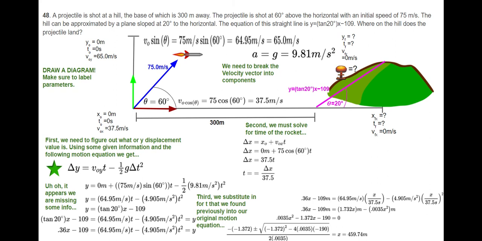Now that we have that x value, if you look back at our original equation, y equals tangent of 20 degrees x, you can just substitute it in, and it will solve and give us our final answer. So on the hill, it is 56.5 meters above the horizontal on the hill. That's where the explosion happens.